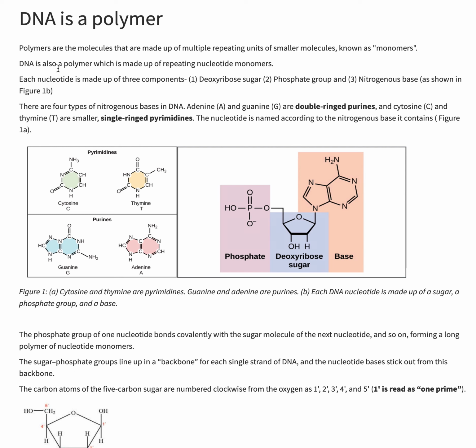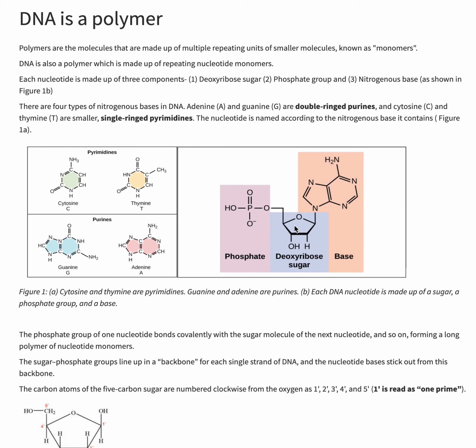So DNA is also a polymer, which is made up of repeating nucleotide monomers. But the monomer of DNA is not a very simple structure. It's a complex chemical structure known as a nucleotide. This nucleotide, if you look at this diagram, is made up of three components: a phosphate group, a deoxyribose sugar, and a nitrogenous base.